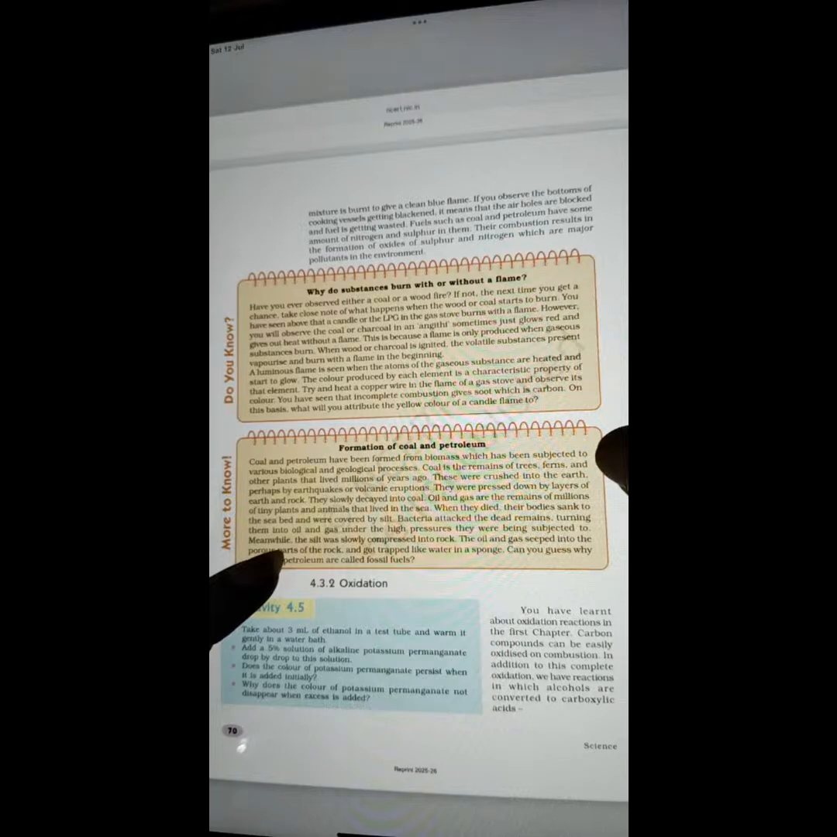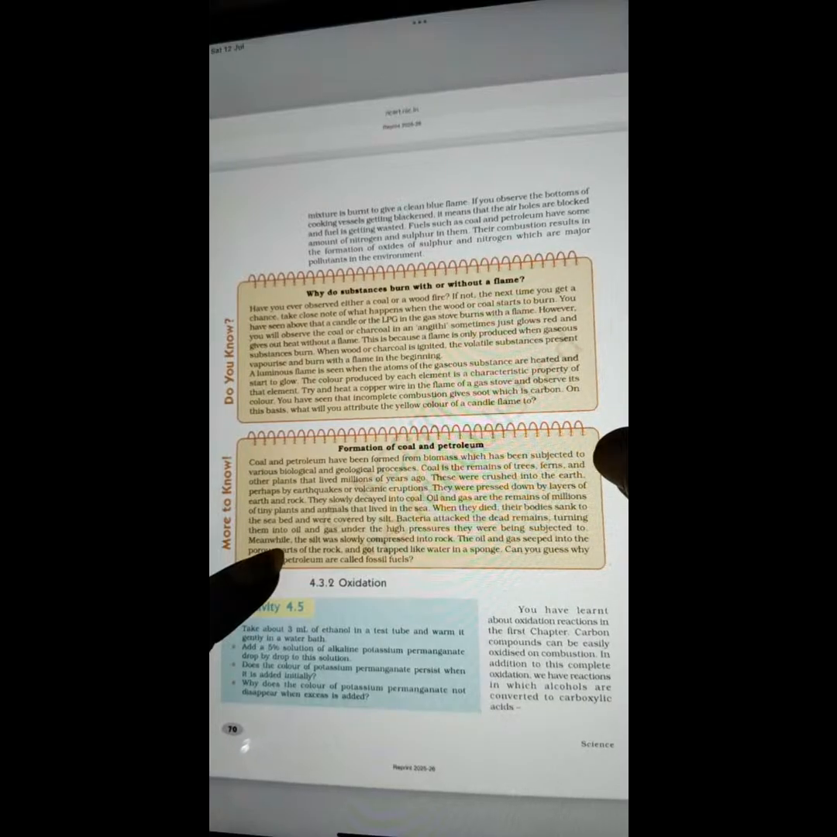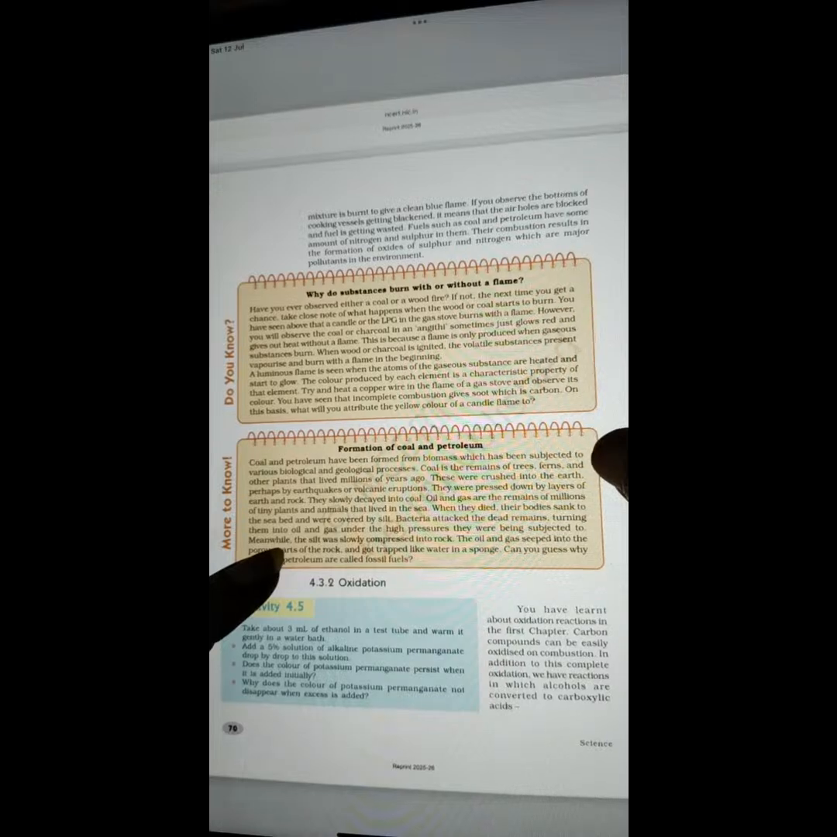When wood or charcoal is ignited, the volatile substances present vaporize and burn with a flame in the beginning. A luminous flame is seen when the atoms of the gaseous substance are heated and start to glow. The color produced by each element is a characteristic property of that element. Try and heat a copper wire in the flame of a gas stove and observe its color. You have seen that incomplete combustion gives soot, which is carbon. On this basis, what will you attribute the yellow color of a candle flame to?